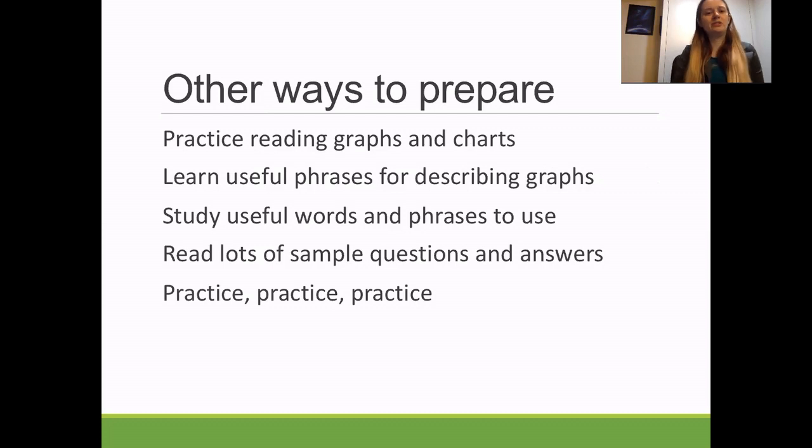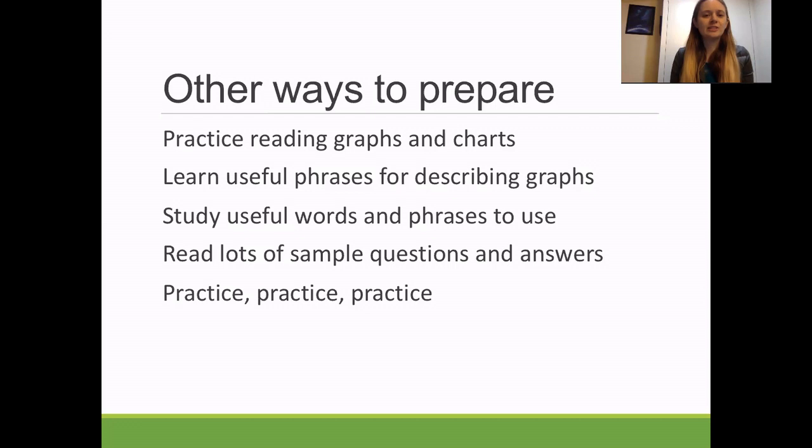Of course, one of the biggest things to do is to practice reading graphs and charts. You need to be familiar with this. It's not something that everyone does in their everyday lives. So you need to make sure that you're reading as many as possible and making sure that you understand them. If you can't understand the graph or chart, then you can't really explain it to anyone. So that's a key step.